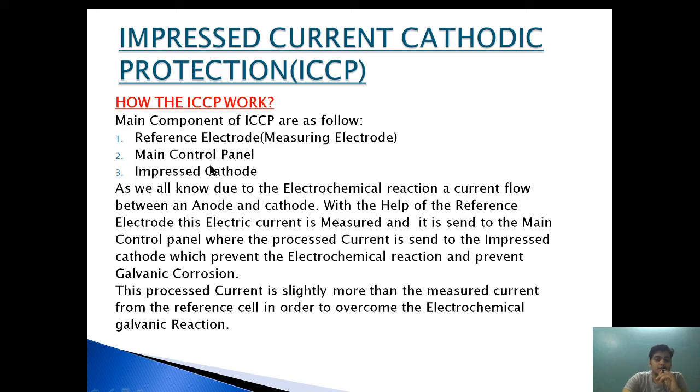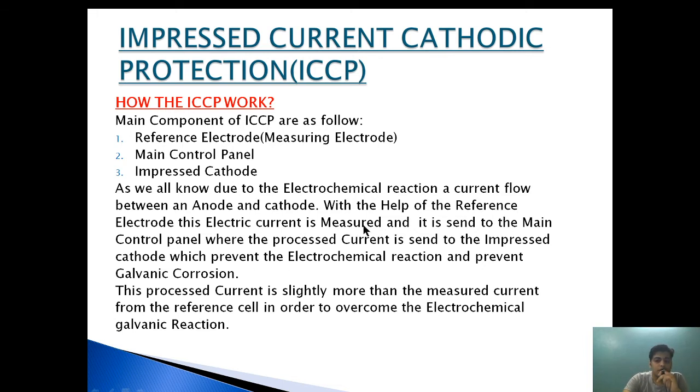So if we can measure the current flowing between the two different metals undergoing galvanic corrosion, and if we can apply a current higher than this in the opposite direction, in that case we can prevent the corrosion. One more time I will tell you later on.